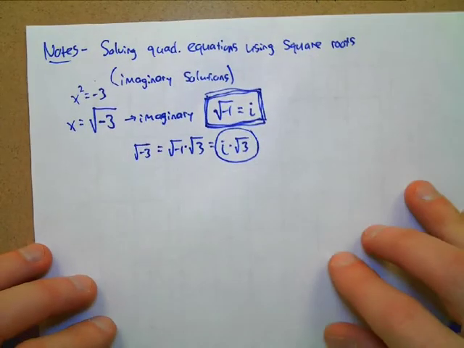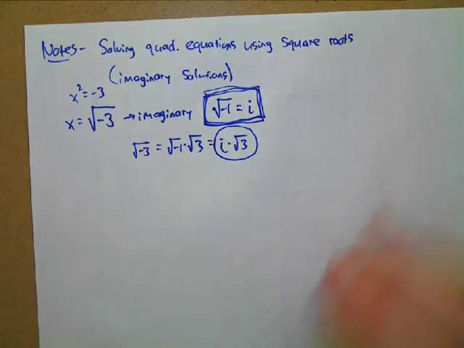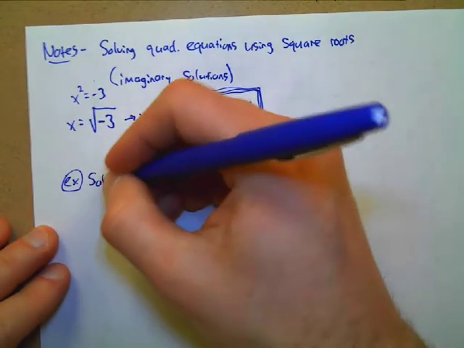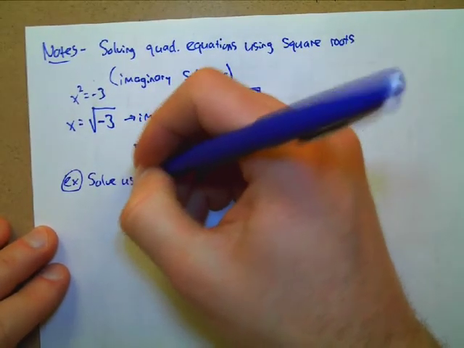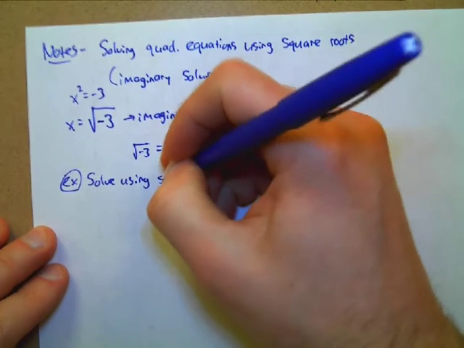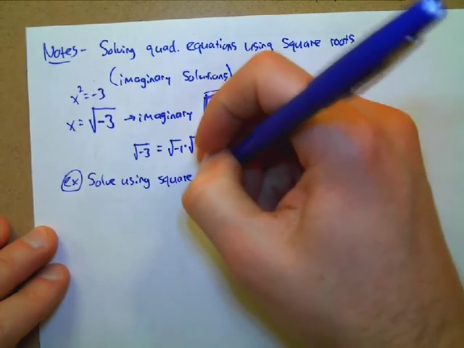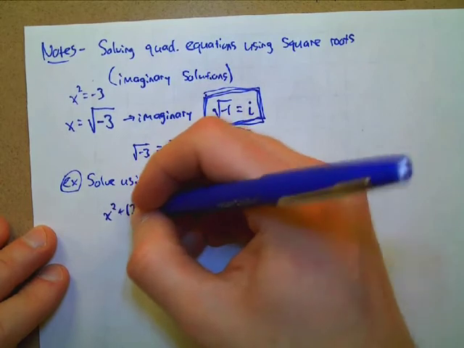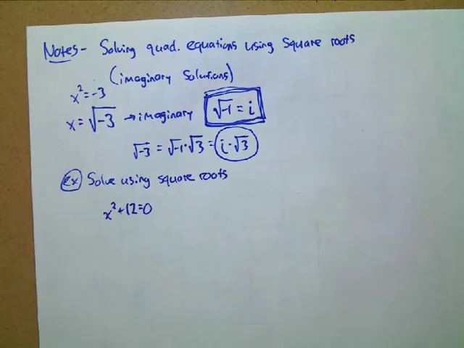All right, so let's do another example. Let's solve using square roots. Let's say we have x squared plus 12 is equal to 0.